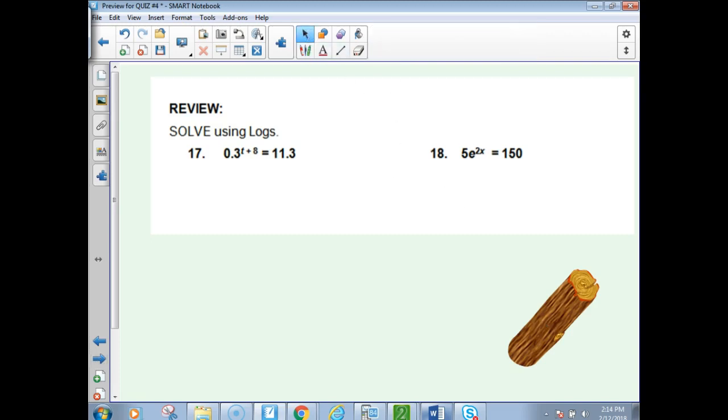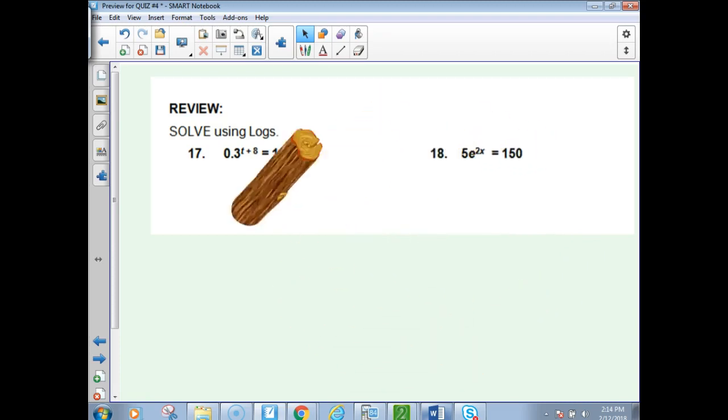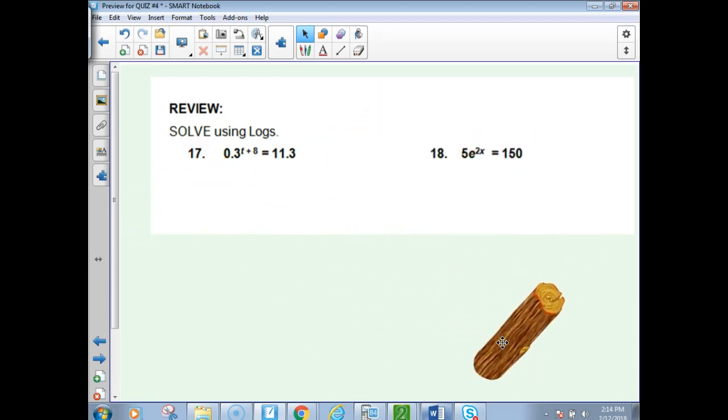Now, we're going to review logs. It's on the quiz. Yes, you have to still remember logarithms. Thus, the logarithm puzzles. Okay, what do you do to solve this problem?